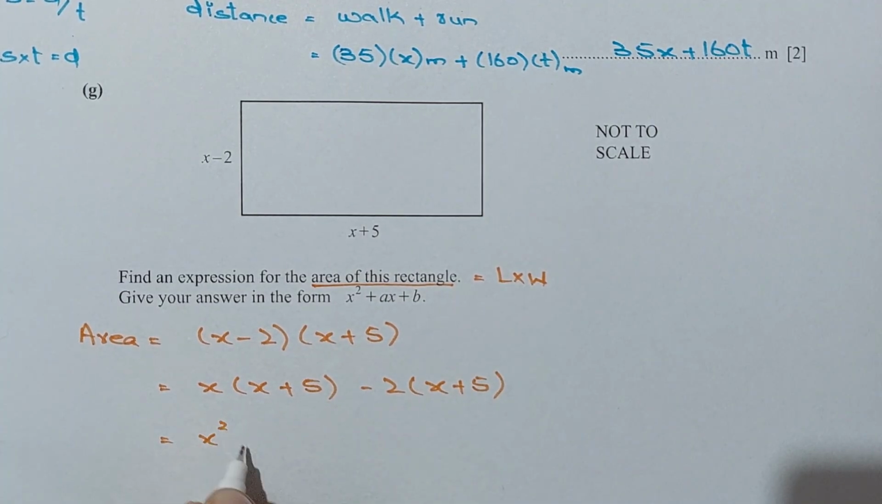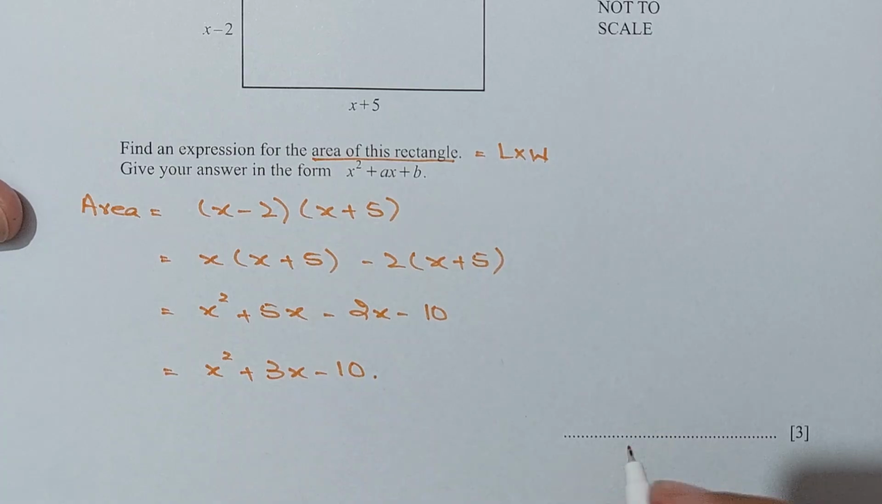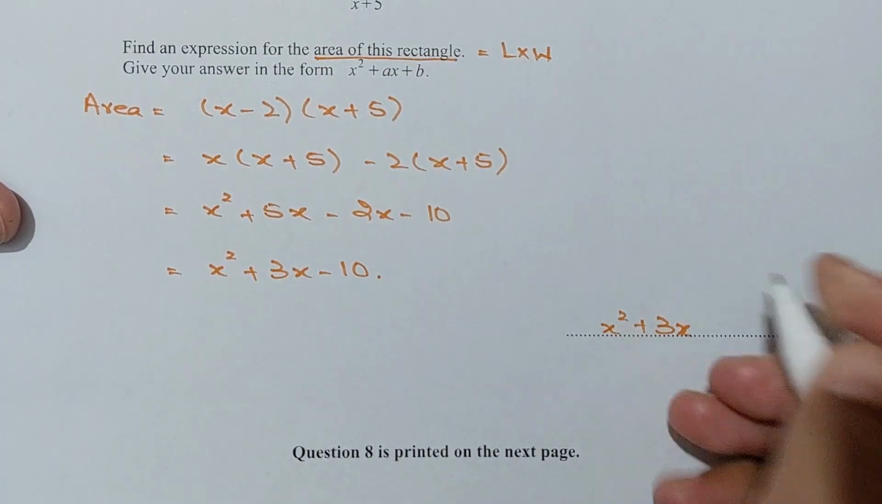Okay, this is x squared and 5x. This is minus 2x and minus 10. 2 times 5 is 10. This is x squared plus 3x minus 10. So the a value is 3 and the b value is negative 10. x squared plus 3x and negative 10.